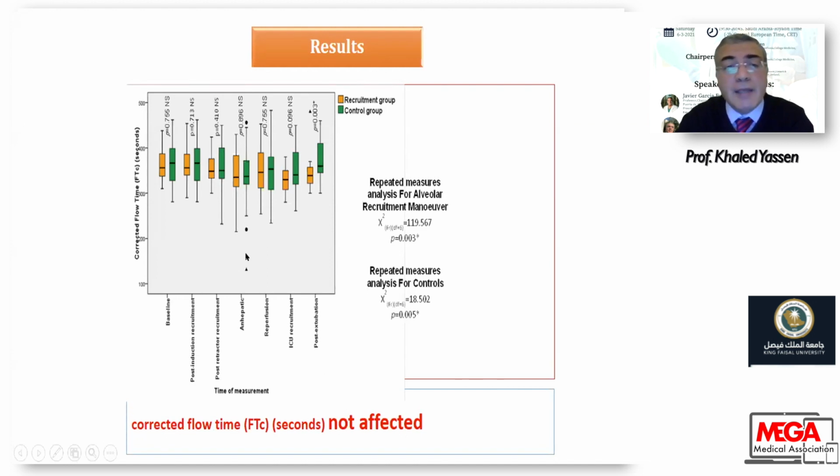It was not affected by recruitment, and that opened the window for another type of research where the recruitment high pressures do affect CVP, which you can't use for guiding your fluids if it is affected. But here, the corrected flow time and stroke volume variations were not affected.